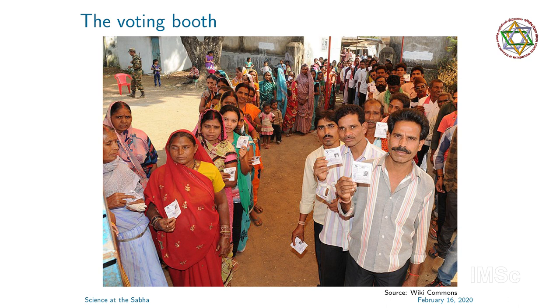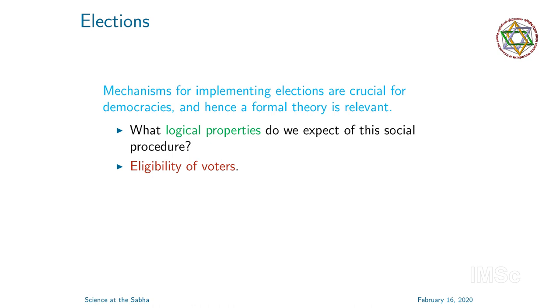One particular procedure that we all use and consider important is elections in any democracy. Now, mechanisms for implementing elections are crucial for democracies. And hence, you may say, a formal theory is very important. Now, what logical properties, like I said about logical properties of keys, of anything that we are talking about, what do we expect for this social procedure? Now, certainly, eligibility of voters. This is a fundamental property you expect, right?